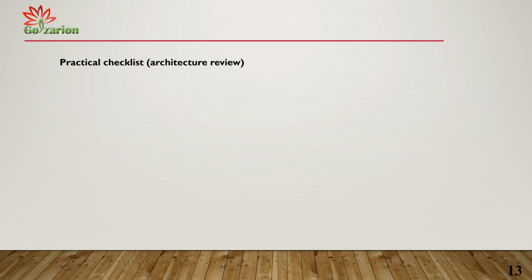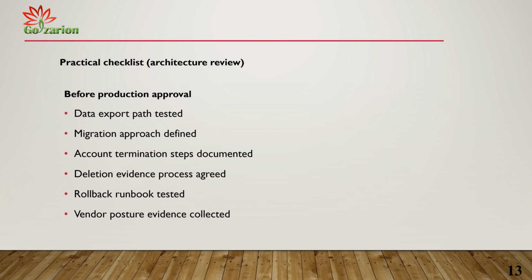So here is the practical checklist to use in architecture reviews before production approval. Confirm your export path. Define your migration approach. Document account termination steps. Agree on deletion evidence. Test rollback. And collect security posture evidence. If you can't answer these items clearly, you don't yet control the life cycle of the AI solution.